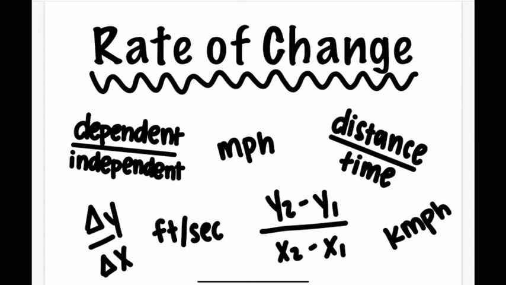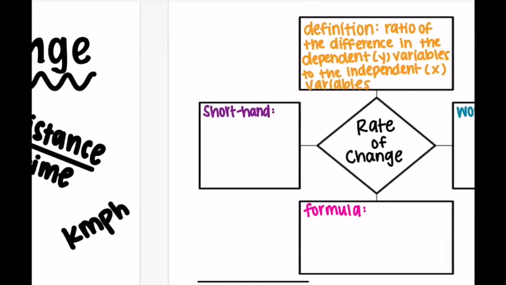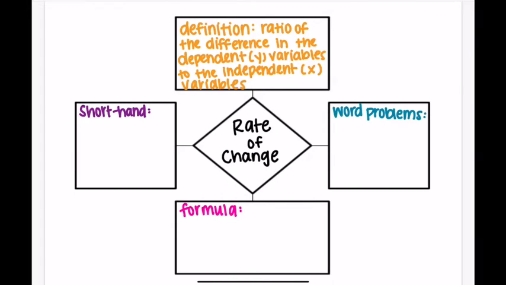In this video, we're talking about rate of change. So the definition of rate of change is the ratio of the difference in the dependent variables, which are the y, to the independent variables, which is x. So it's the change in the y values compared to the change in the x values.